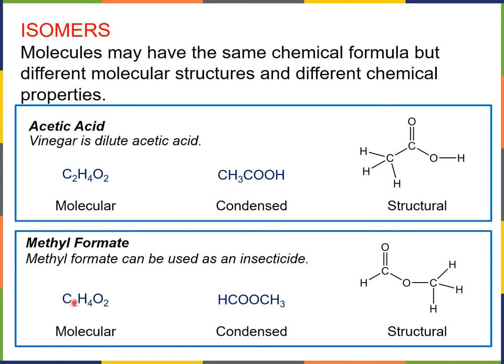Methylformate, on the other hand, is used as an insecticide, not something that you would really want to eat, and has the condensed formula HCOOCH3. Now, this is a little bit hard to understand until you've taken a course called organic chemistry. But for now, we can unfold it into this structure if we just follow along. HCO, OCH3. And so, even though acetic acid and methylformate have the same molecular formula, they have very different structures and very different properties.